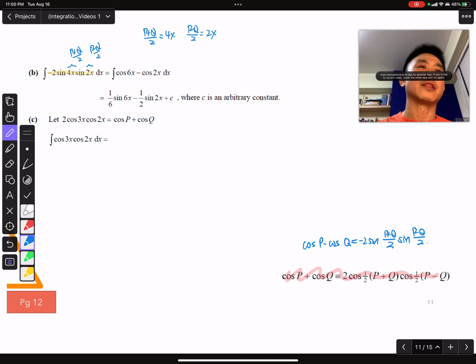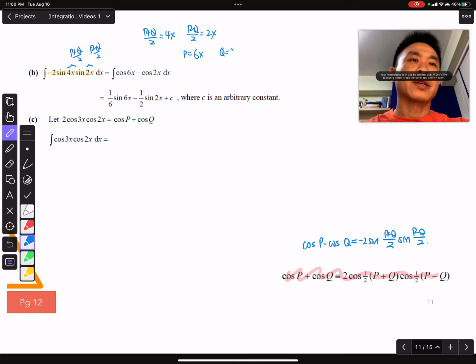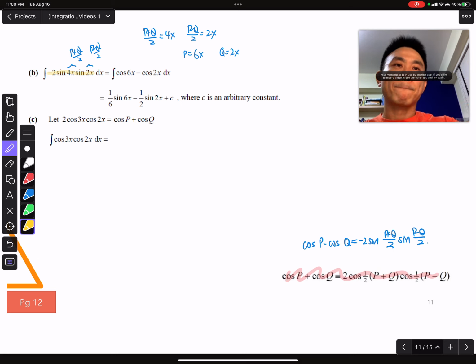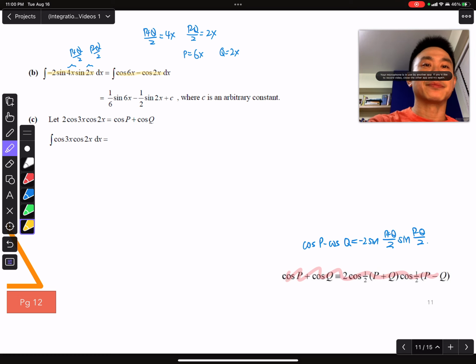p plus q over 2 is 4x, p minus q over 2 is 2x. So if you add the two together, you get p. You solve this simultaneously, you get p equals 6x and q equals 2x. Therefore we can get this form. Then cosine minus cosine is a straightforward integration from the previous section. So it's quite similar.